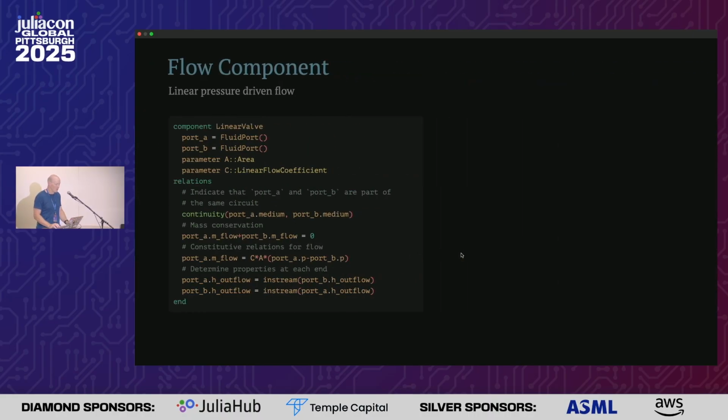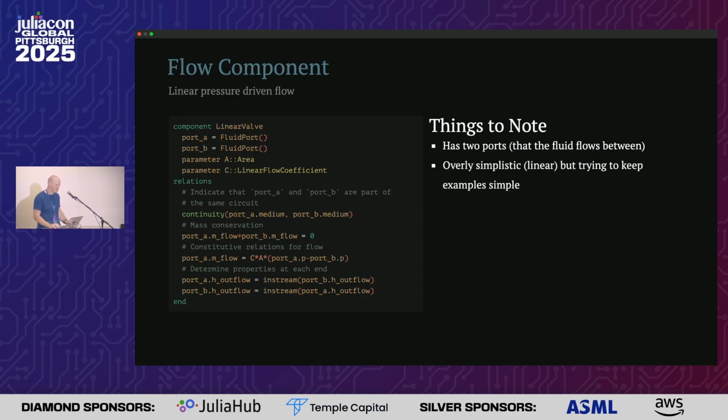So here's another component we're going to use in this example, which is a flow component. This sits between two things. So it has two ports, and it's between those two ports that this fluid is going to flow. It has some parameters you can see here. This is overly simplistic. Anybody who's done fluid flow in the audience will probably immediately recognize that this is a very naive model because it assumes fluid flow is linear, which is really never the case. But I just didn't want to get into the complexities of modeling the nonlinear case, so I just made it simple. And this is really describing the mass flow through the linear valve.